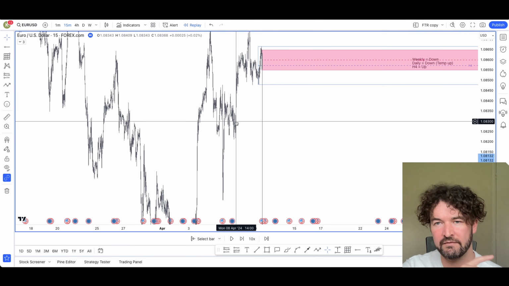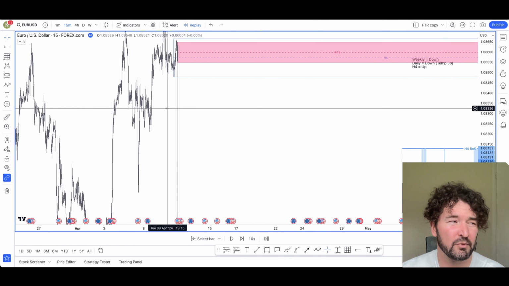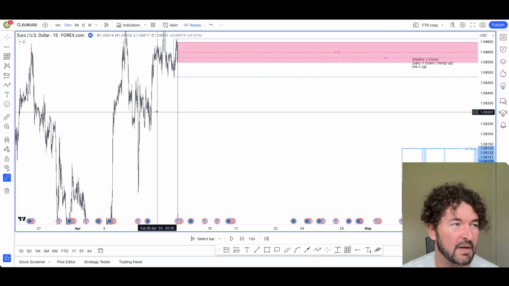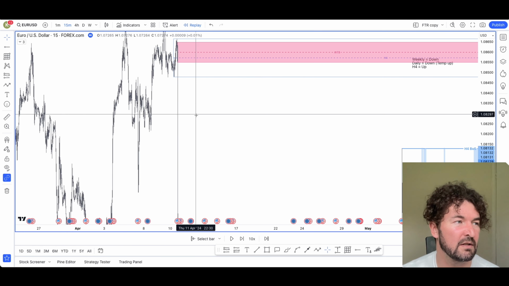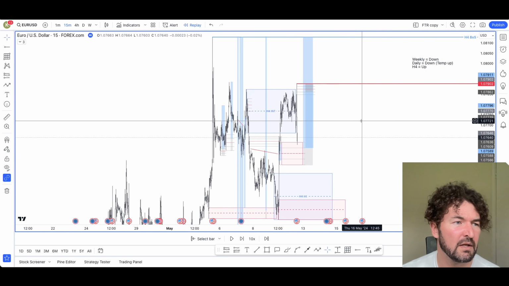although a possible reaction point from where the previous structure was, which sometimes we get a reaction from, I'm not sure why, probably because everyone else is looking at it, but I would expect possibly a small reaction off of this short term before pressing into here, which is where the orders are.